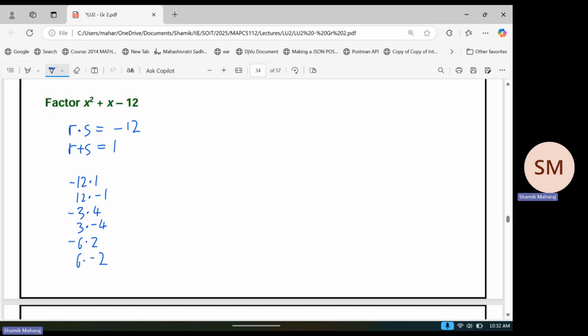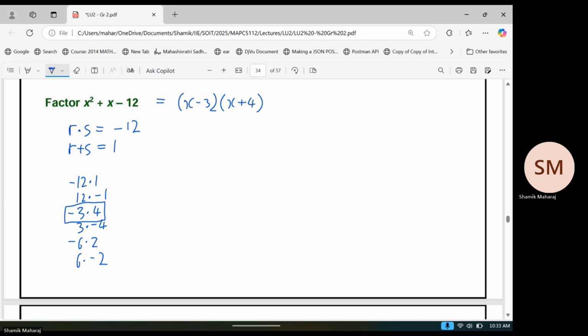Okay, now we need one of these which add together to give us 1. Can you guys identify that one? Minus 3 and 4, right? So this one here. So that's the one, and that's our solution. Minus 3 and 4. Okay, so it's still easy stuff. Just be aware of the negative sign. It makes things a little bit more lengthy. X minus 3, x plus 4.